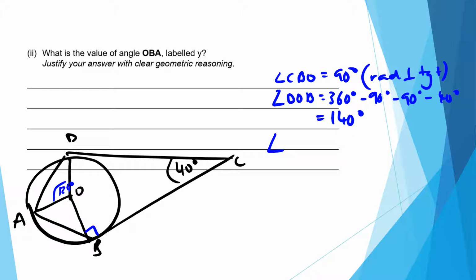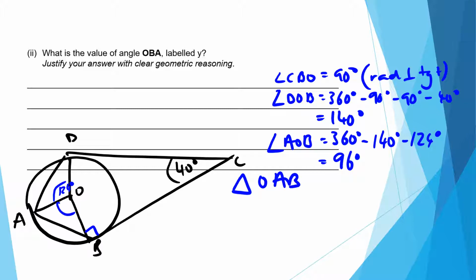So angle AOB equals 360 minus 140 minus the 124, and that's angles at a point. Angles at a point. So that angle in there is 96 degrees. Now triangle OAB is isosceles with equal radii.